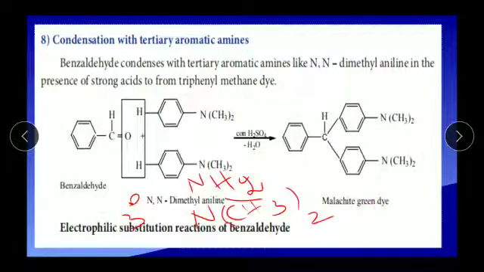Malachite green dye. What is the name? It is triphenyl methane dye. It's a very important reaction. This question was already asked in the book back. How will you prepare malachite green dye from benzaldehyde? So it is a book back question. You have to recall it thoroughly.